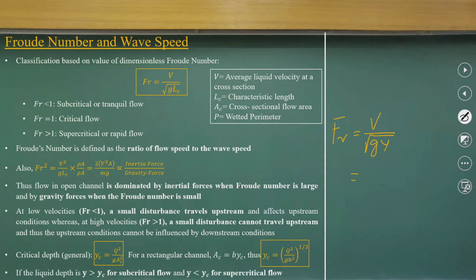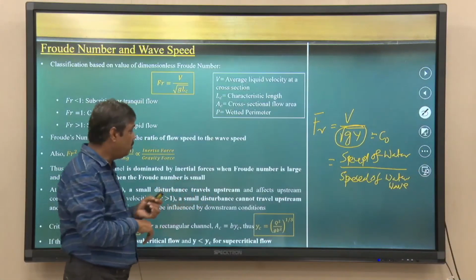Many define it this way, or I will also derive it. This is the speed of water divided by the speed of the water wave, or any liquid; we can consider it a water wave. That means this is one speed, which is equal to C naught. That is what we are going to derive.